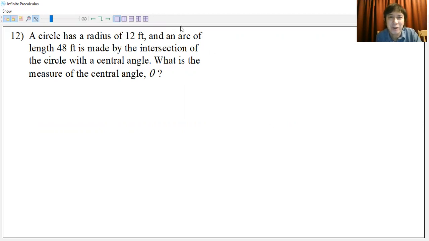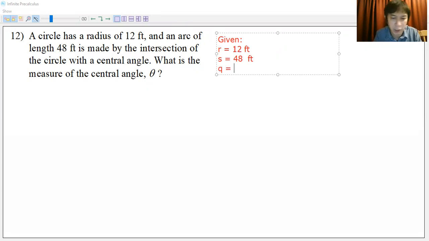So let us write the given first. We have radius. Radius is 12 feet. And what else? We have arc. We use S for the arc, and that's 48 feet also. We're looking for the angle, and instead of the Greek letter theta, we'll just use the Q, and this will be the unknown.